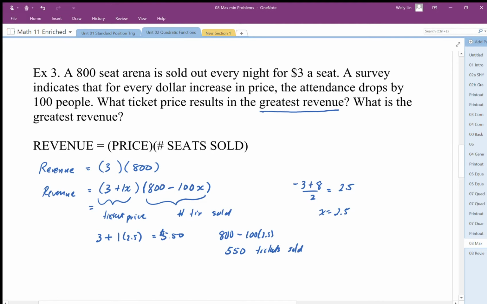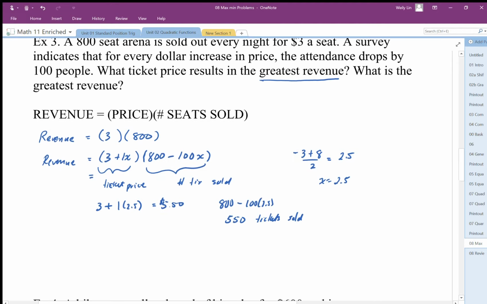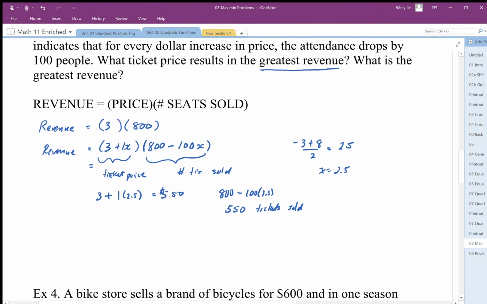So we could solve it that way by finding the zeros. I can do it an alternative way by completing the square. R is equal to, when I multiply this all out, -100x squared plus 800 minus 300, so plus 500 x, and then plus 2,400. Okay, so I can complete the square.